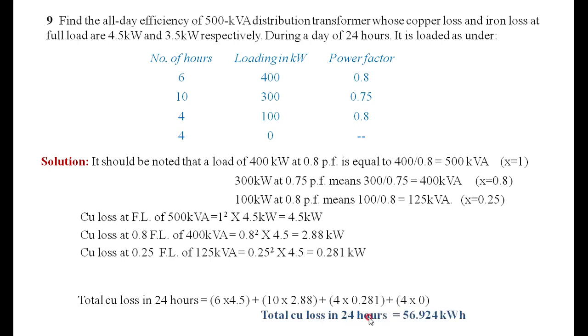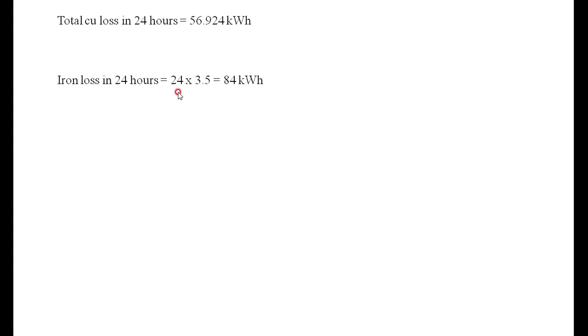Therefore, what I am getting here is total copper loss in 24 hours is 56.924 kilowatt hour. Then iron loss in 24 hours: the iron loss is given as 3.5 kilowatt, and for 24 hours we have to calculate it, because it is irrespective of the loading condition. All the 24 hours the iron loss remains the same. Therefore 24 into 3.5 is 84 kilowatt hour. Then the total transformer loss is 56.924 plus 84. These two are the total copper and iron loss in kilowatt hour.